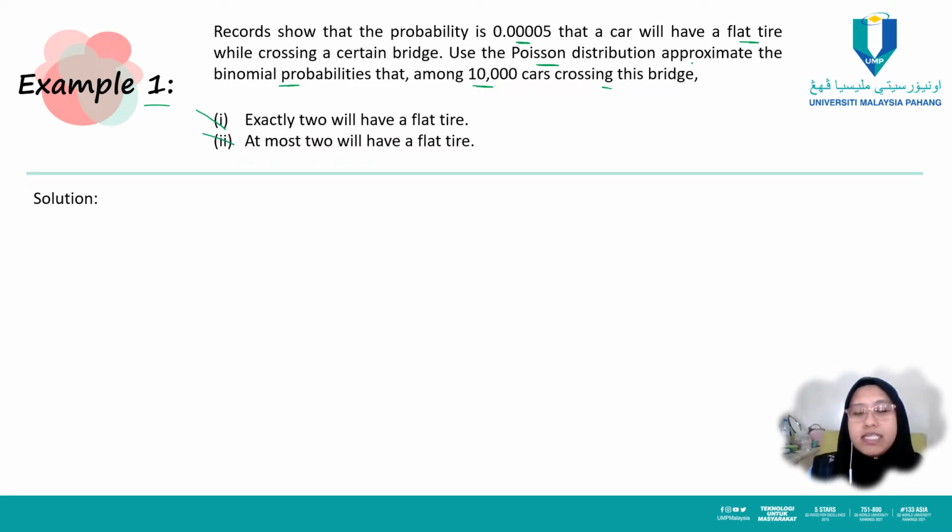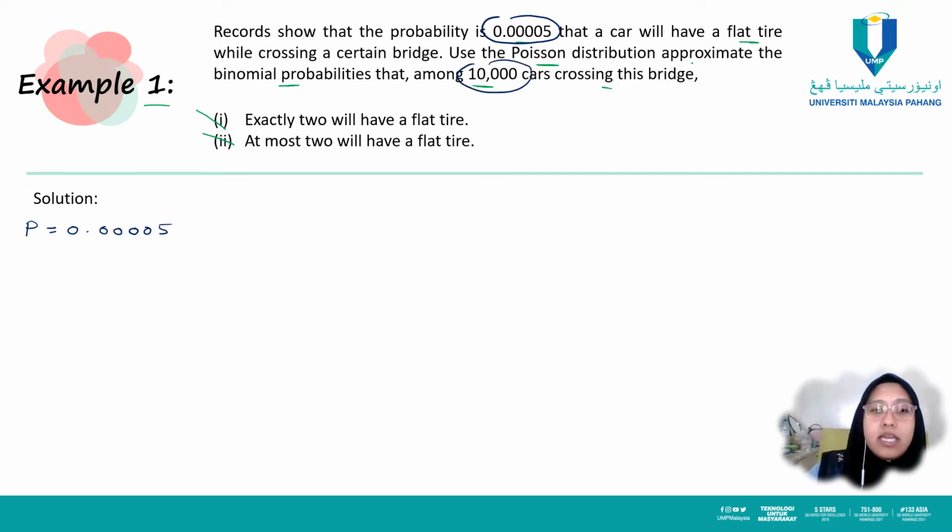Firstly, let's list down all the information that we have. We have 0.00005, which means p is equal to 0.00005. And then we have 10,000 cars, which means n is equal to 10,000. If we look at these two pieces of information, they already satisfy the rough guideline for the relationship between the binomial and the Poisson distribution.